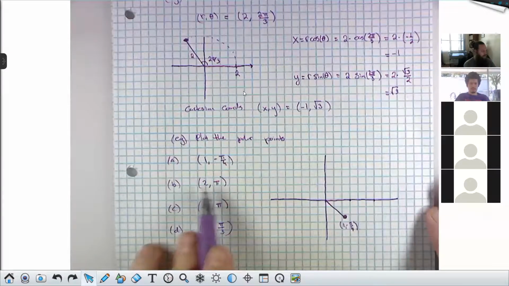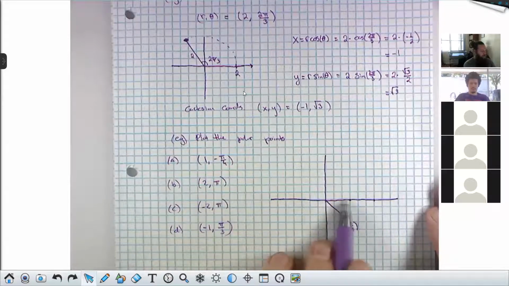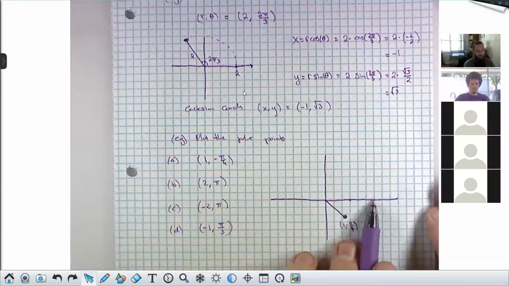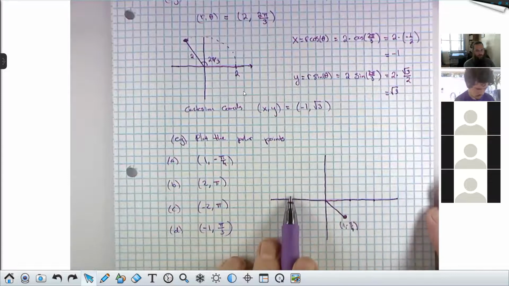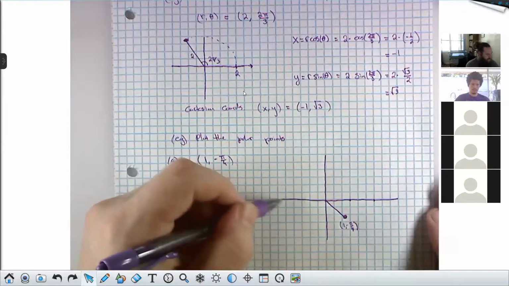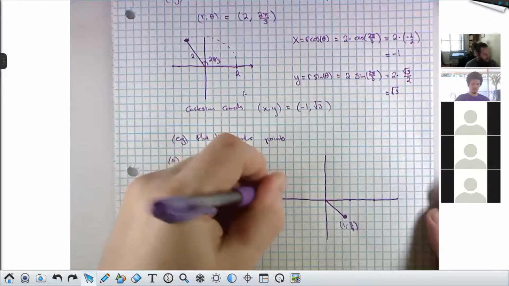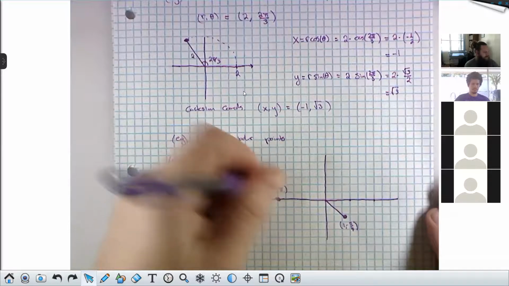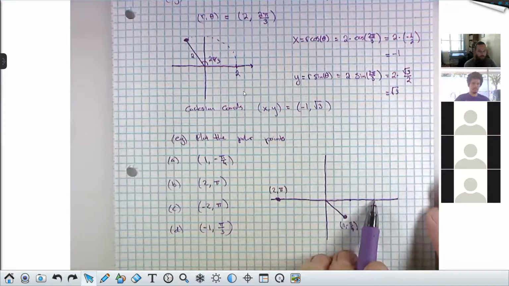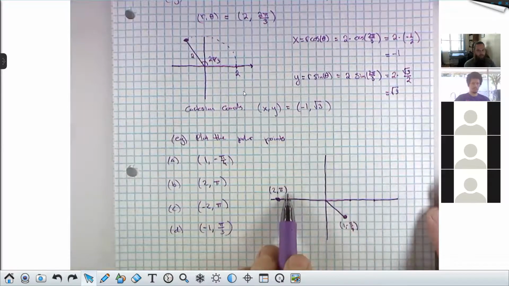To get to 2 comma pi, I'm going to walk out 1, 2 along my polar axis, and then rotate around by pi. So that's going to land me right here. This is the polar point 2 comma pi. We walk out 2, and then we rotate pi in the positive direction.